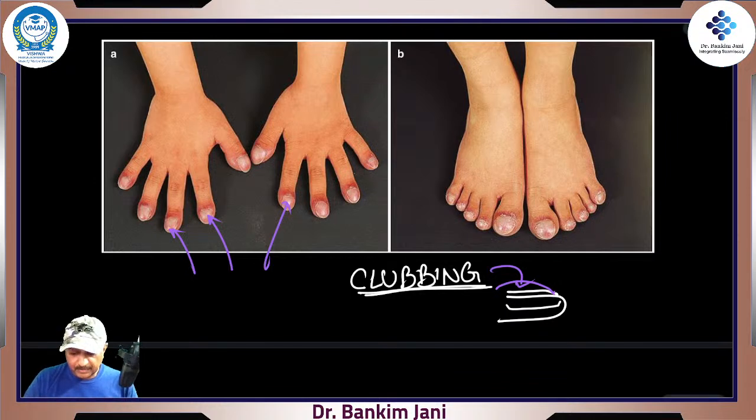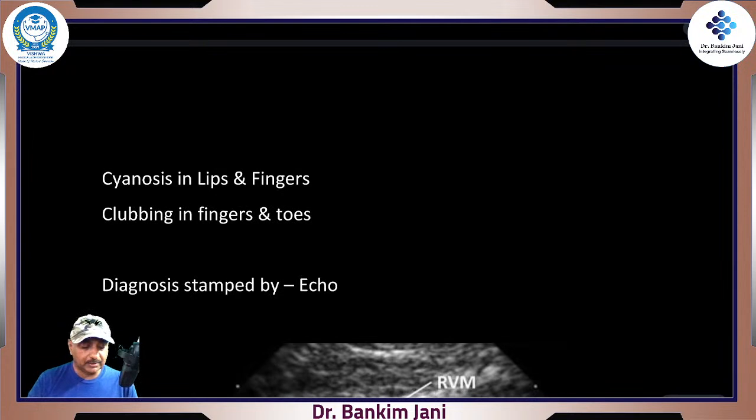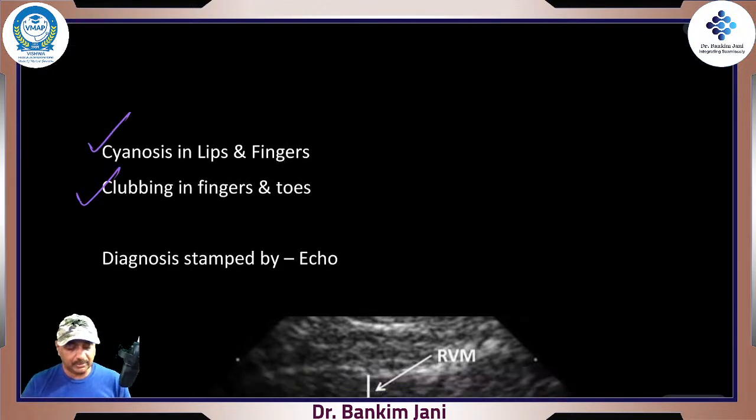So why should this clubbing occur? Again, this is because of the peripheral resistance, right? So this is a very typical appearance. There are so many other reasons for clubbing also, but that's how, in a young patient, when you look at it, think of this tetralogy of Fallot. So these are cyanosis, bluish, and the clubbing in fingers and toes.